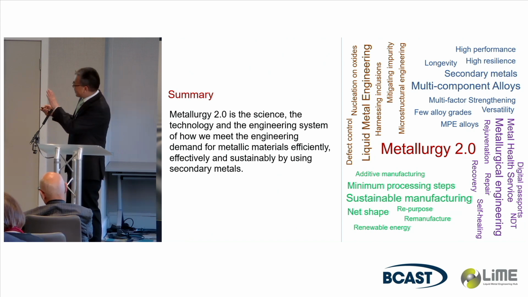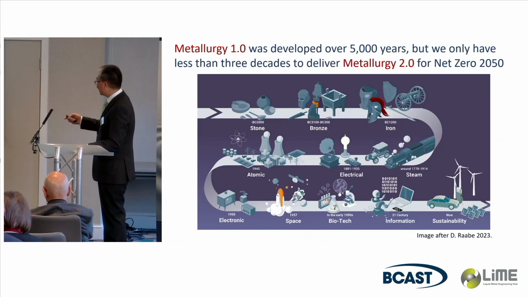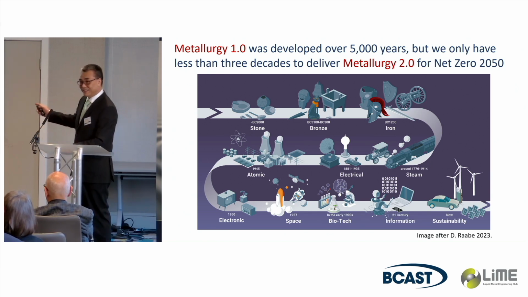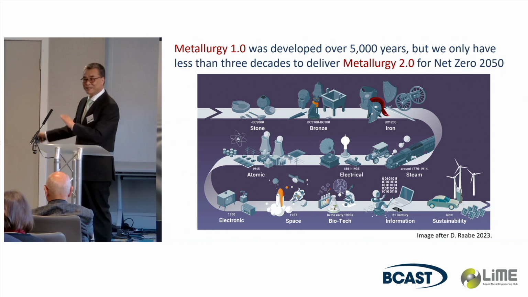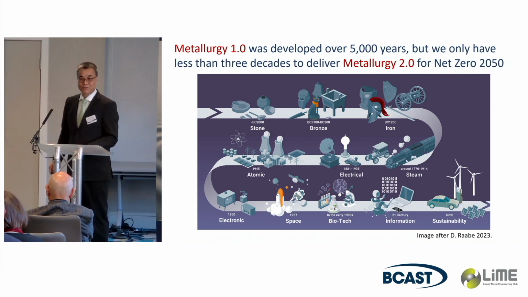Metallurgy 2.0, what I mean by that, is a science, technology, and engineering system of how we meet future demand for metallic materials efficiently, effectively, and sustainably. More importantly, by using secondary metals. That's Metallurgy 2.0, and I'm not going to go through the keywords. Here I quoted Derek Robb and this latest image, where he said 5,000 years for Metallurgy 1.0. That's my terminology. As I said earlier, we only have 25 years or so to create Metallurgy 2.0. We have a short time. That's a big task. Thank you very much.